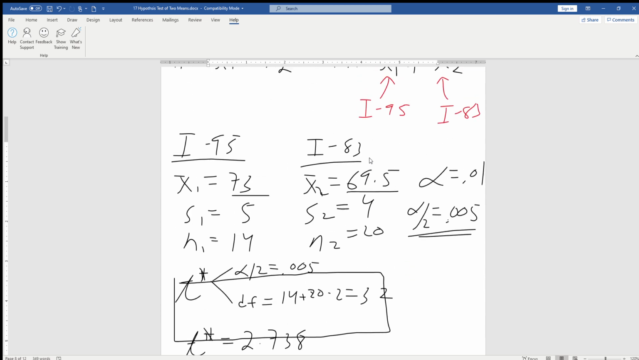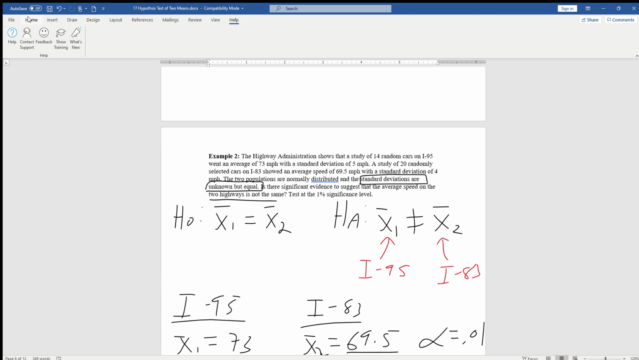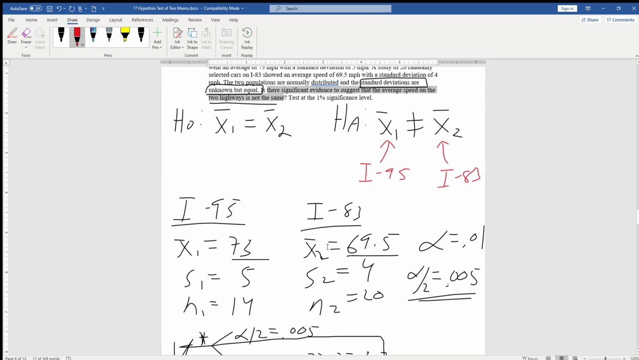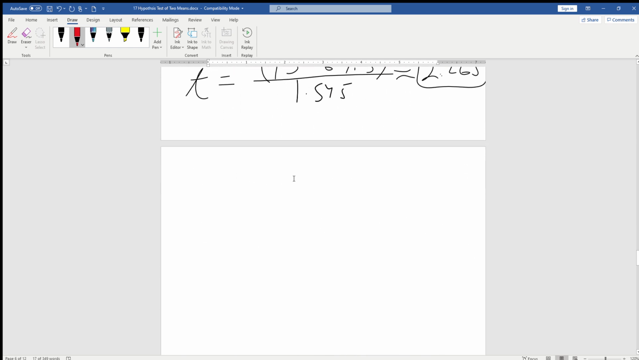Okay, so we're going to go back up and copy down the question. And we're just going to say that since the test value falls in the fail to reject region, there is not evidence to suggest that the average speed on the two highways is not the same. So in the next examples, we're going to take a look at what happens if the population standard deviations are unknown and unequal.